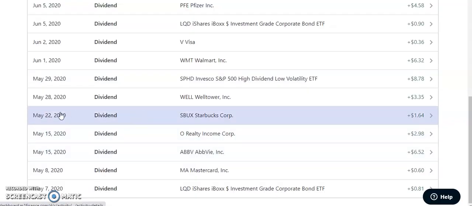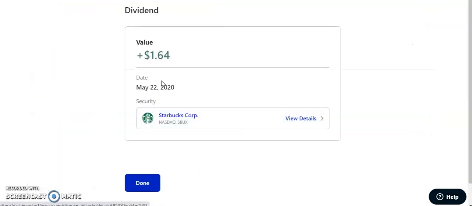After that, we have May 22nd, 2020, and that's going to be ticker symbol SBUX, which is going to be Starbucks. So Starbucks paid us $1.64. This is actually one of my newest holdings in the portfolio, and very nice company. I feel like as the economy is opening back up, a lot of people are going to be going back to work, obviously, and in the morning going to Starbucks, which means that Starbucks is going to be making more money, so they're back in business and rolling.